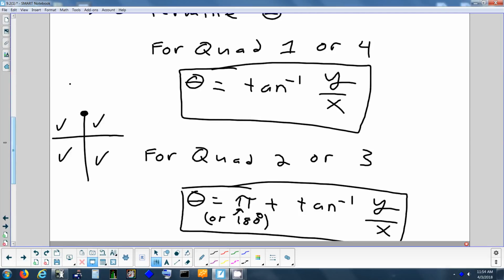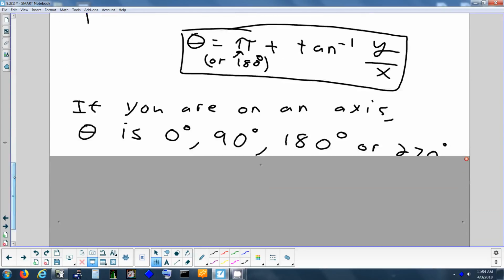let's pick that one. I don't know what the y value is. It went up. How much? I don't know, 5, whatever you want. But what's the x value? 0. If the x value is 0, what happens if you do something divided by 0? What do you get? Undefined, right? So when you're on an axis, don't try to use one of those formulas.